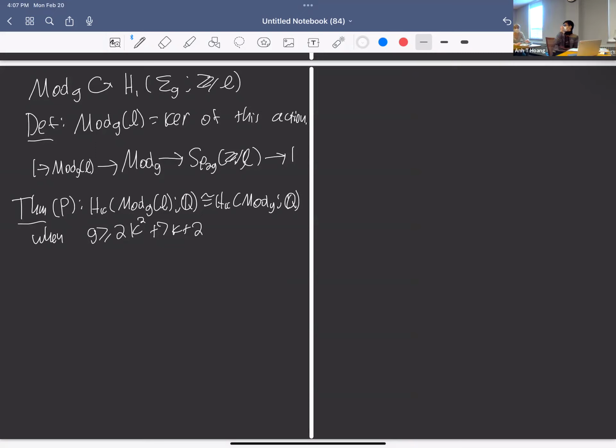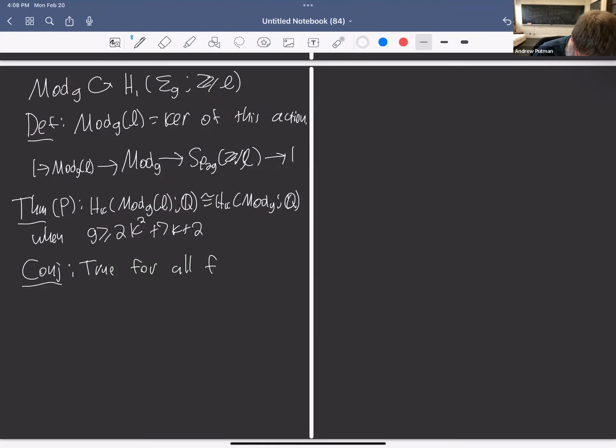Is there any chance that this is still true for all of the finite index subgroups, or is it specifically something for the symplectic group? Yeah, that's a good question. This is open. This is a conjecture I'll make: this is true for all finite index subgroups, but this is open even for H1.